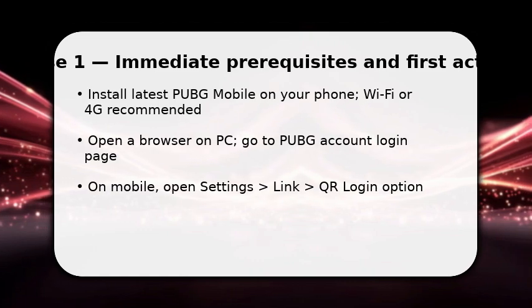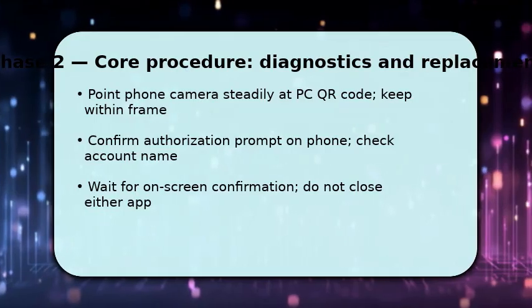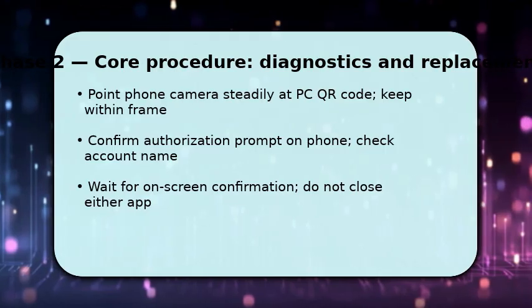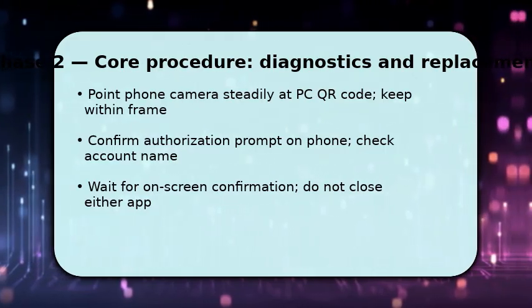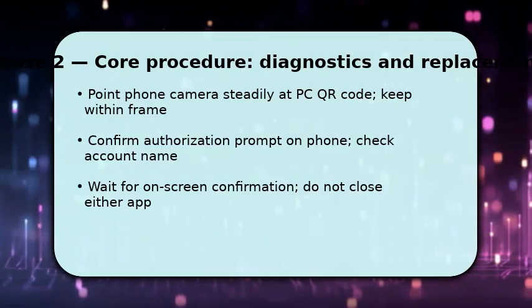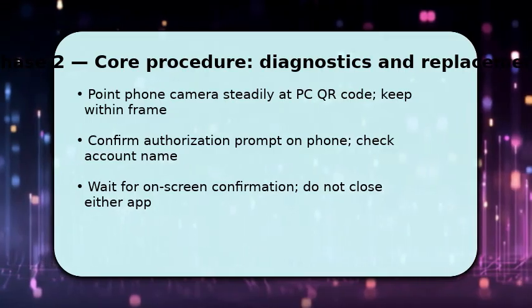Now, point your phone's QR scanner steadily at the PC's QR code and keep it within the frame until the app recognizes it. Once detected, a confirmation prompt appears. Make sure the account name matches your intended PUBG profile and then tap Authorize. You do this to grant the PC session a one-time token that logs you in.